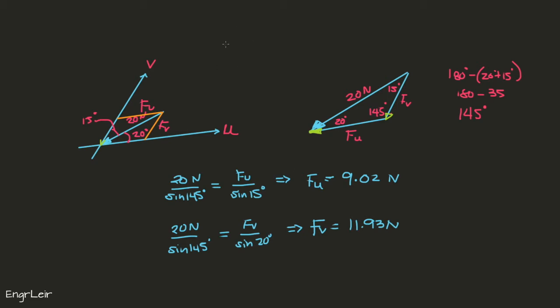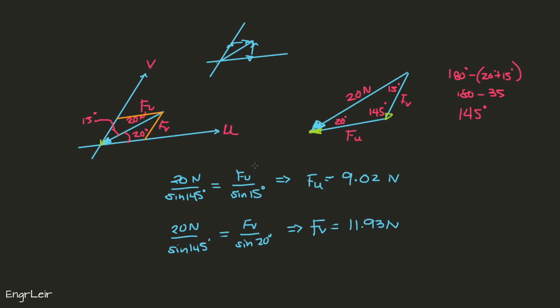Now if it is pointing away, then the components would also be pointing away from the origin. So this one points away from the origin, this one points away from the origin. So it's all about the direction of our vector. So we have here fu is 9.02 and fv is 11.93.